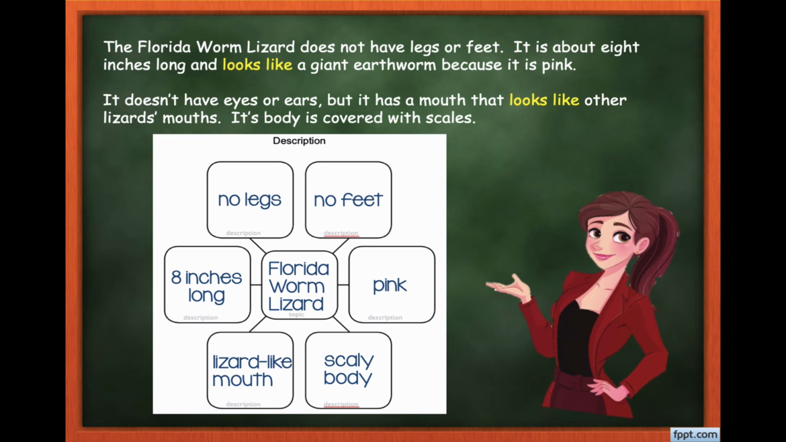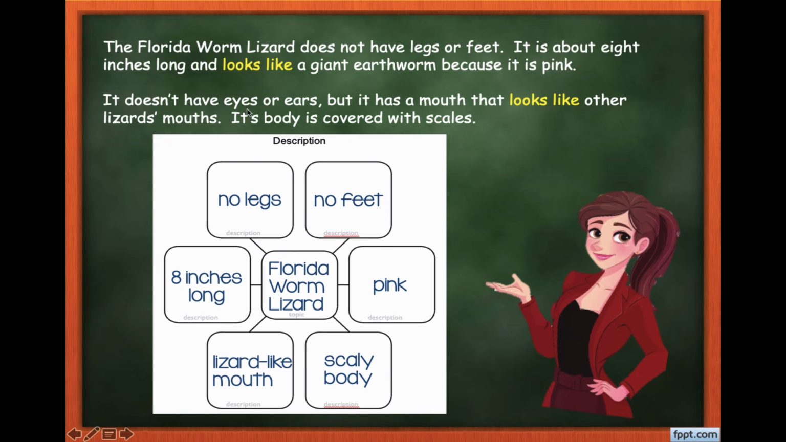Ready? All right, so I have learned all of these different descriptions or details about the Florida worm lizard. The article says it has no legs and no feet in the first sentence. Then it goes on to tell me that it is about 8 inches long, and it looks like a giant earthworm because it is pink. So I put pink in one of my graphic organizer boxes that describes the Florida worm lizard.